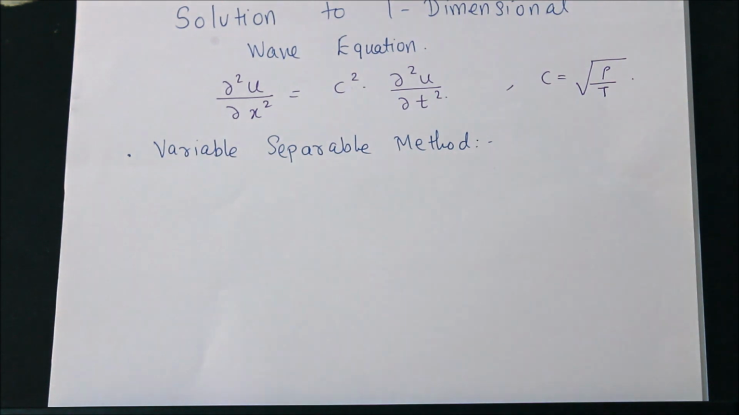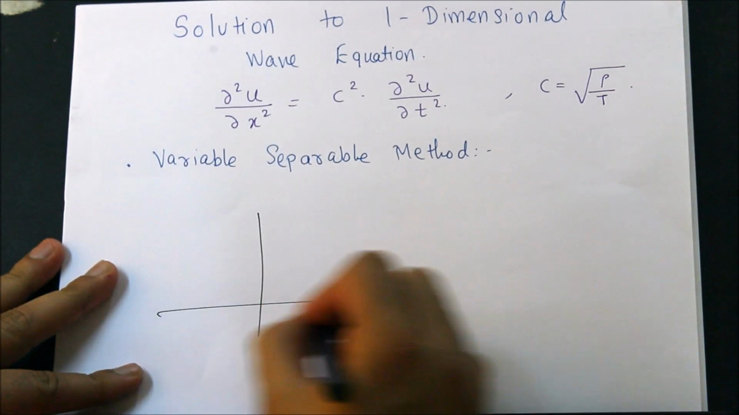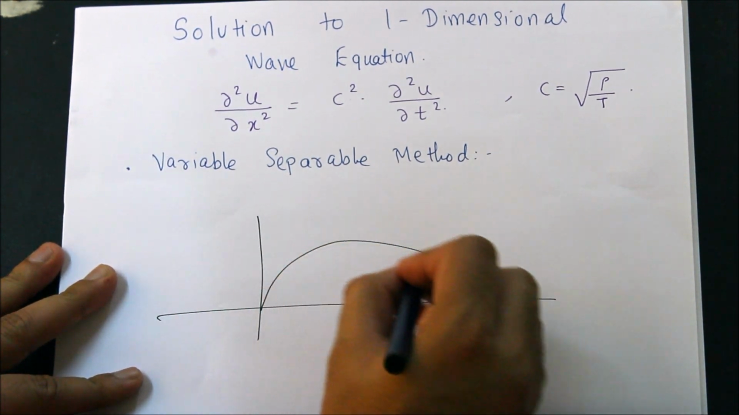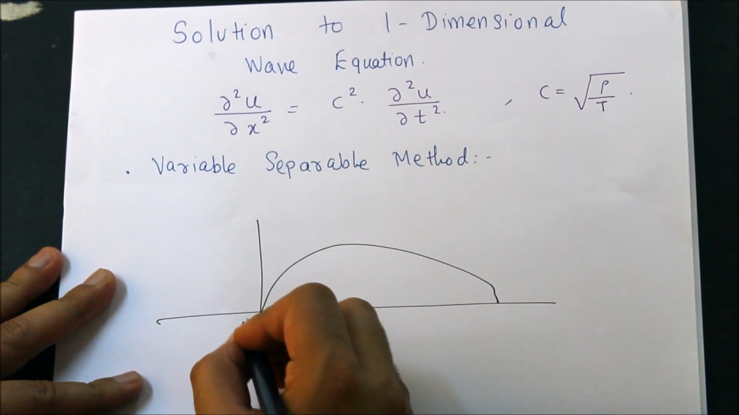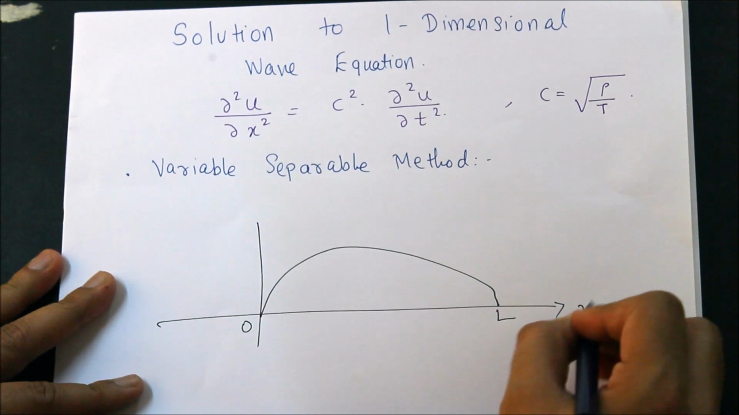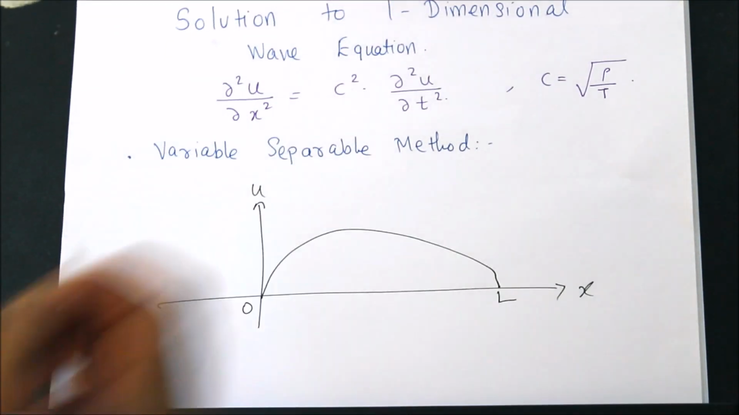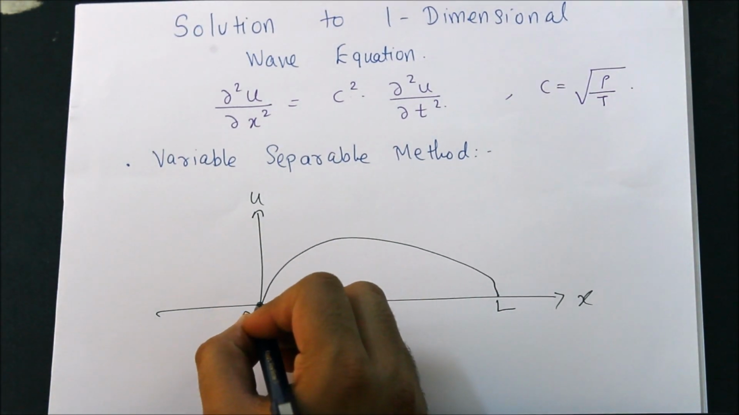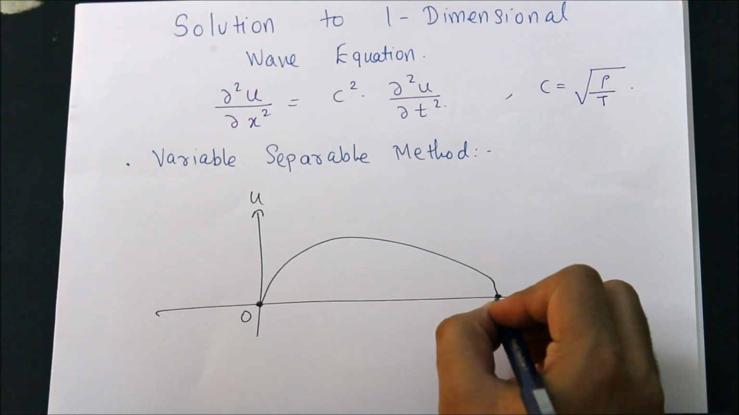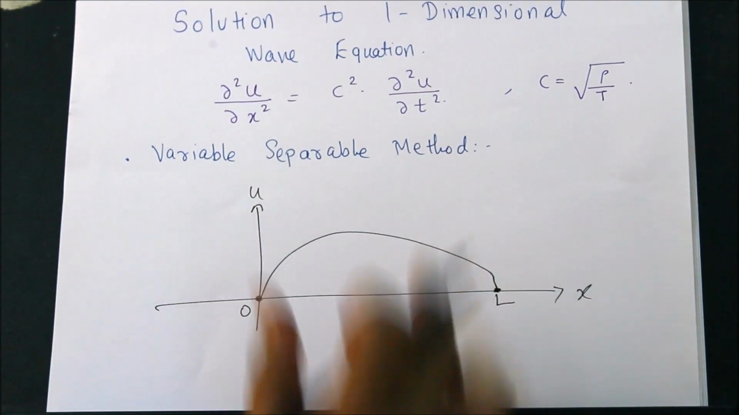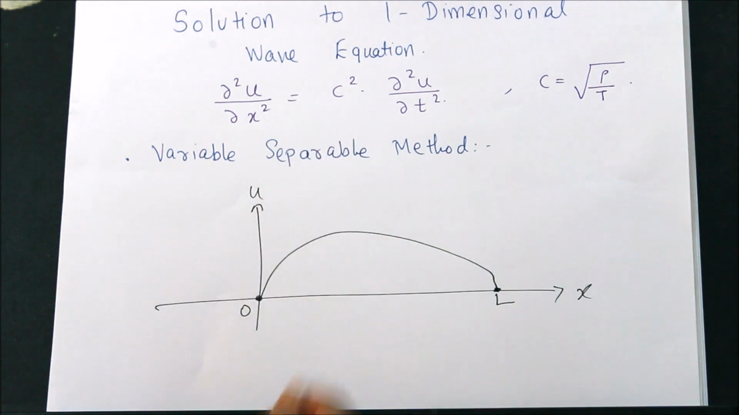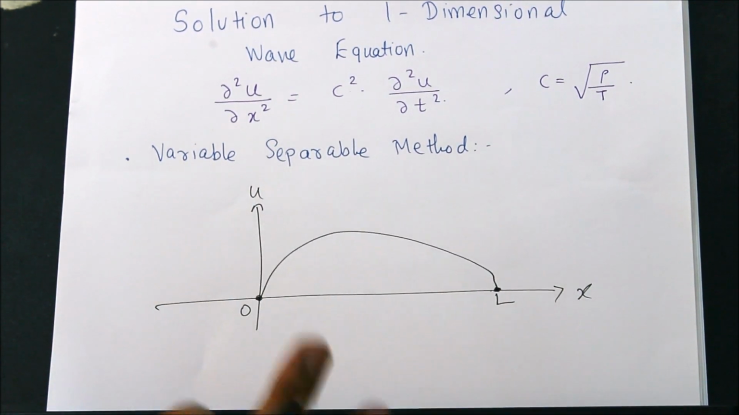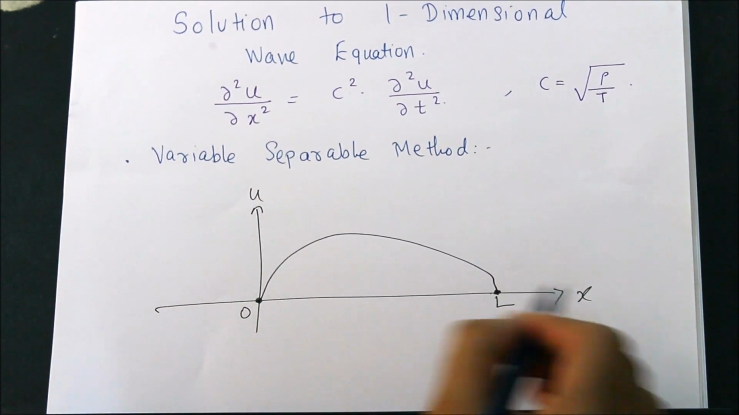Okay, so what is the scenario we have? We have a string, and suppose this is 0, this is L. So I have a string of length L. This is my x, this is my u, the deflection. This x-axis is also called the equilibrium line. Now this end is always fixed. There is no deflection for this point, and there is no deflection for this point. Only the points in between will move up and down as my string moves up and down. So here and here there is no deflection, so these points are always fixed at 0.